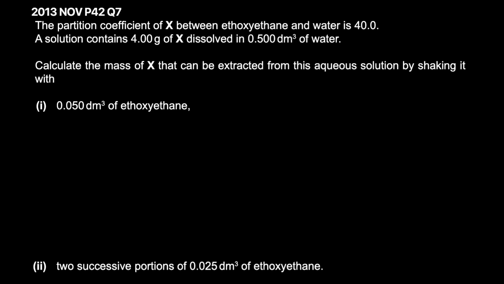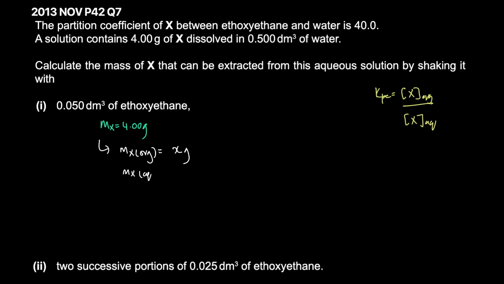Now we know that the partition coefficient, that's the concentration of X in the organic layer, in this case ethoxyethane, divided by the concentration of X in water, is 40.0. They've given that to us. Now, the initial mass of X that we have is 4.00 grams. After the extraction, we want to know how much was extracted into the ethoxyethane. So let's say that the mass of X in the organic layer is X grams, and that would mean that the mass of X left in the aqueous layer is 4 minus X grams.